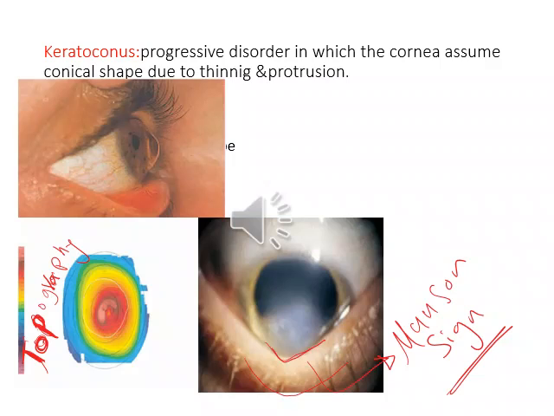The obvious sign you can elicit in advanced cases is to ask the patient to look down, and you will see the eyelid become convex here. This is called Munson sign, as in the right lower photo.